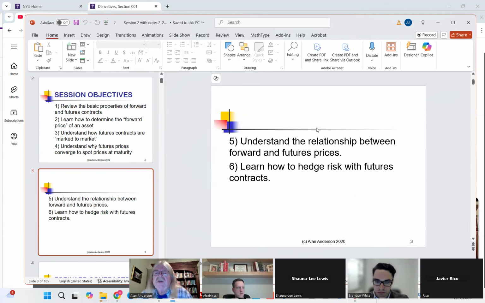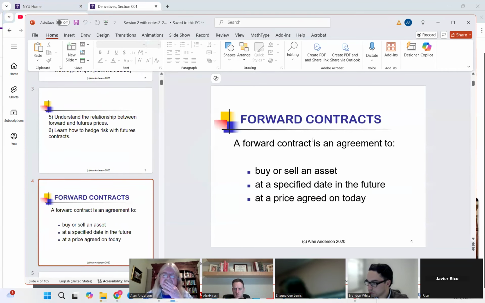Is there a relationship between forward and futures prices? You might think that because they both are a similar type of derivative, they have to equal each other, but that is not necessarily the case. There are important differences between them. And then we're going to gain some insights into how to hedge risk with futures contracts.